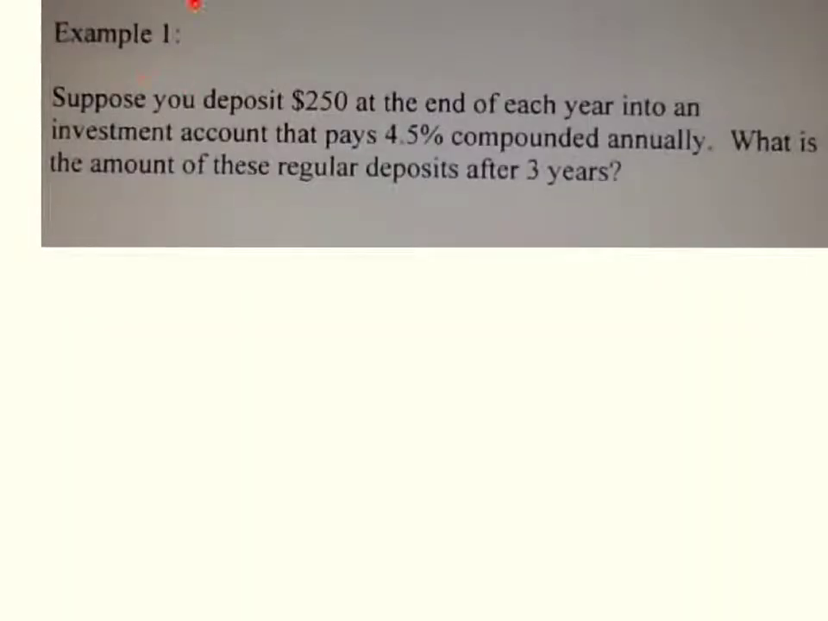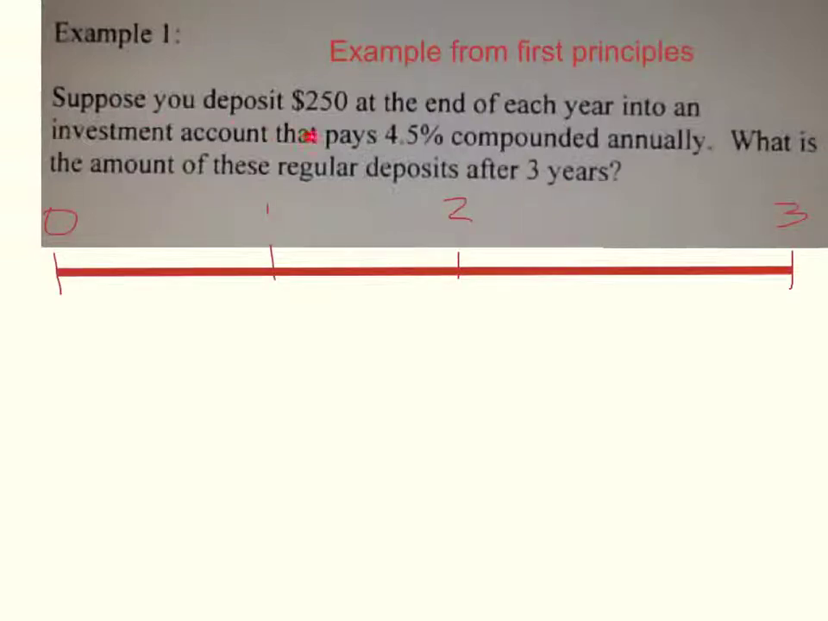So example 1, we are going to use first principles, and that means that we are going to consider the timeline from each deposit, and we are going to move the timeline forward till the end of 3 years, considering each one as compound interest. Okay, so it says suppose you deposit $250 at the end of each year into an investment account that pays 4.5% compounded annually. So since it's compounded annually, then I'm only receiving interest once a year. The question is, what is the amount of the regular deposits after 3 years?